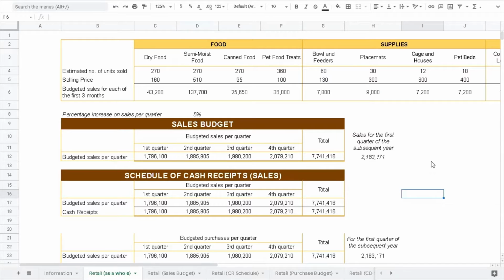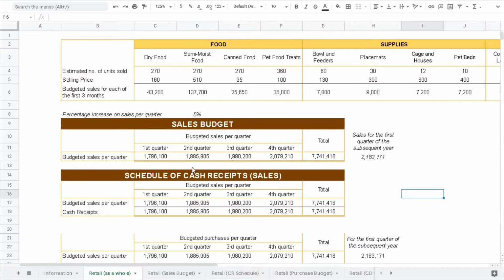We will now start presenting each of the budget of 0 to 9. First is the sales budget. Presented on the screen is the sales budget for the overall year. This is in line with the assumption that sales for the first 3 months are equal and the percentage increase on sales per quarter is 5%.